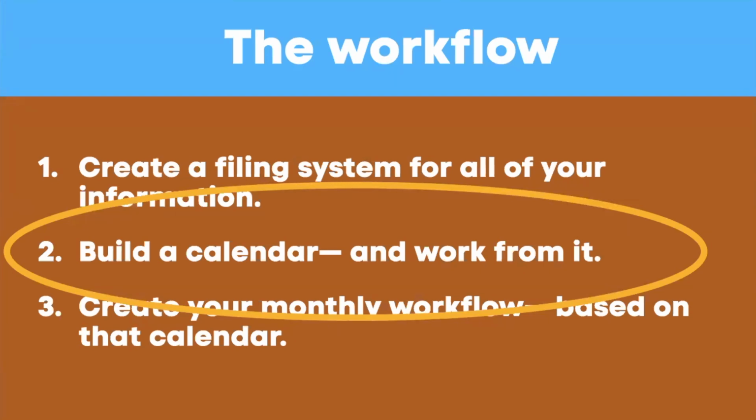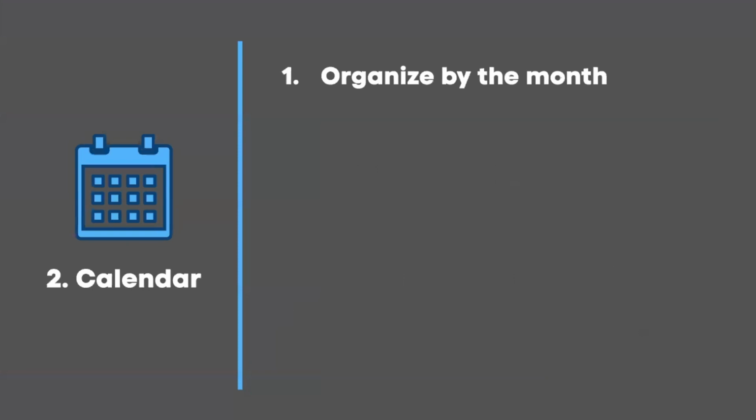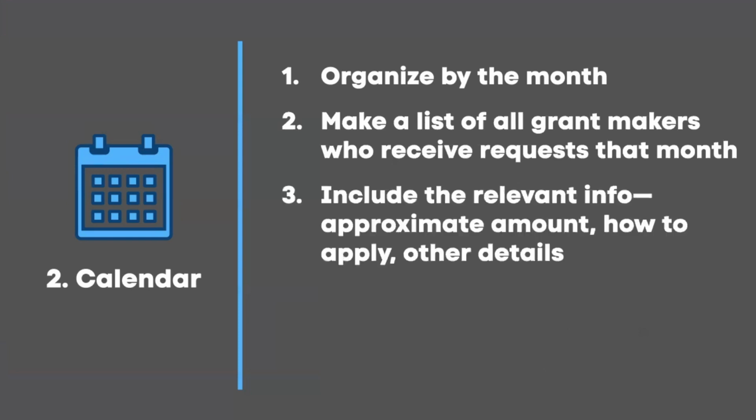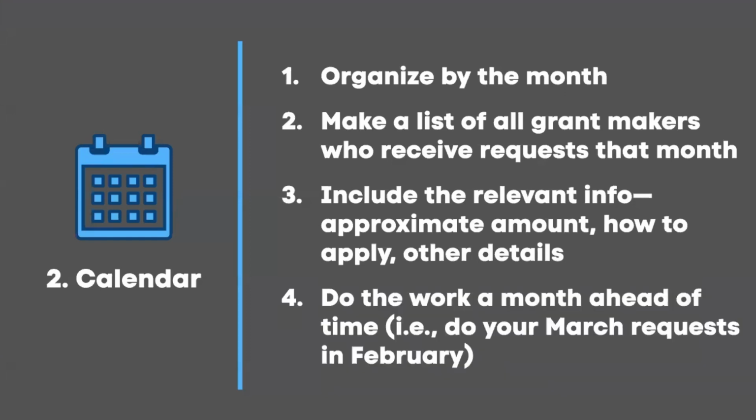Now, I've already alluded to this in other modules, but I want to bring it back here. Here's what I do. I organize my work by the month. So I make a list of all grant makers who receive requests that month. That's point 2. Point 3 is I include the relevant info on that spreadsheet, the approximate amount, how to apply, whether it's online, whether it's through the mail, and other details that I think are relevant that I need to know. And then number 4, I do the work a month ahead.